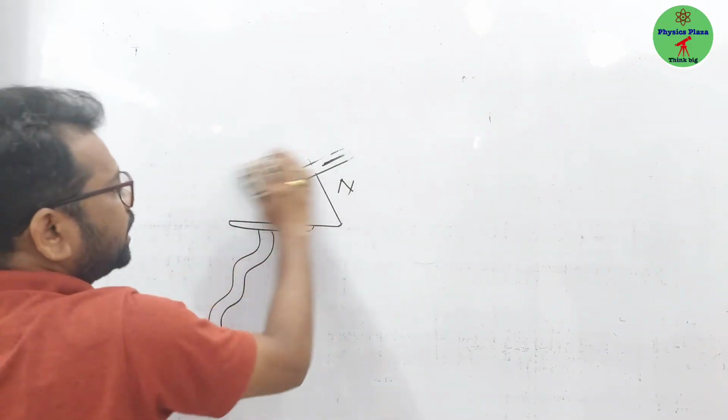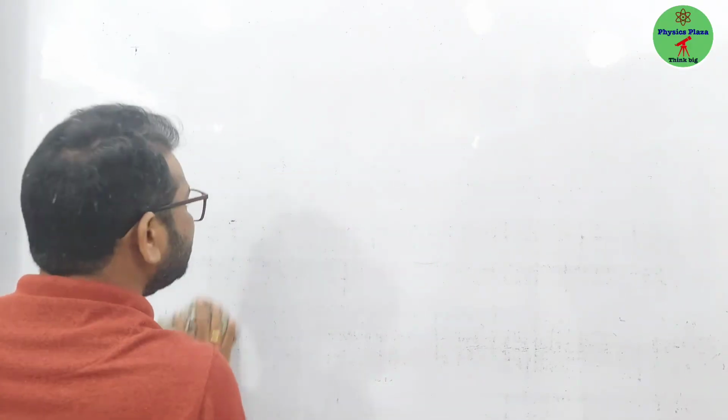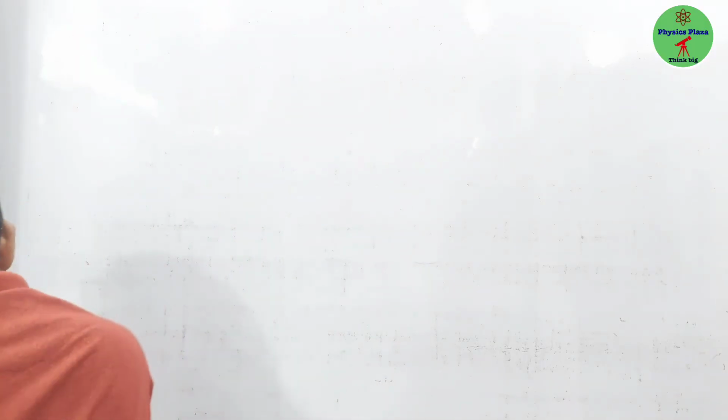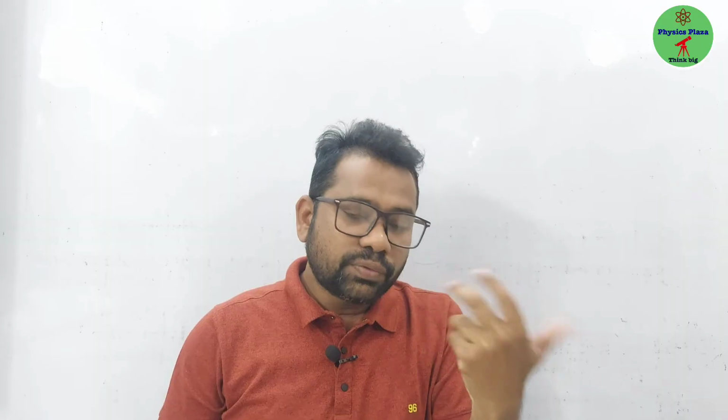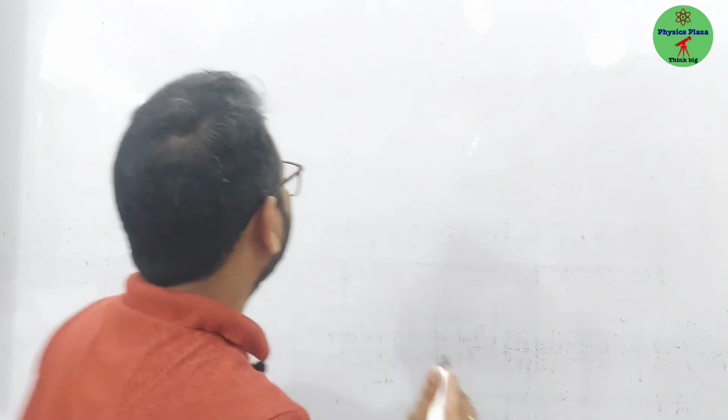So why do we need to give a color code? What is the reason, children? Yes, to identify which one is the live, which one is the neutral, which one is the earth wire, so that whenever there is a repair, it's very easy to find out and operate, right?